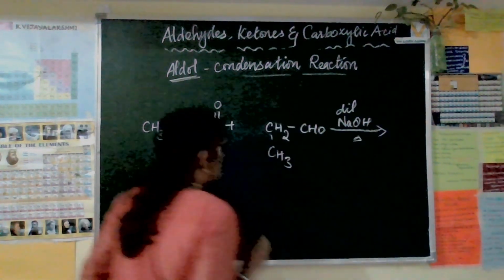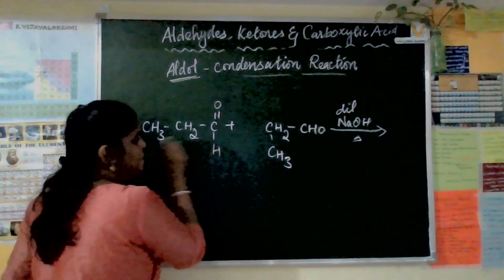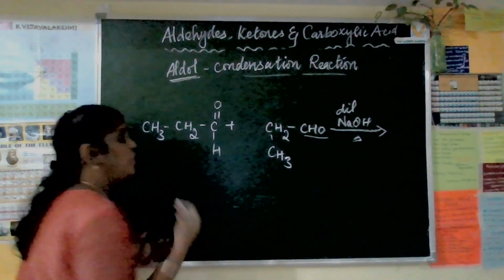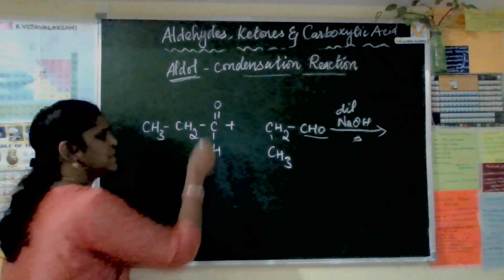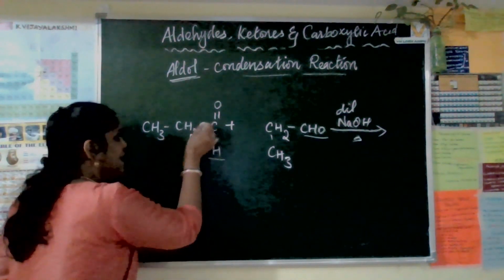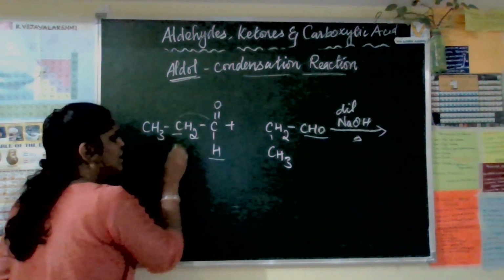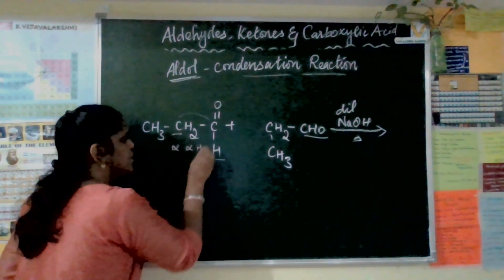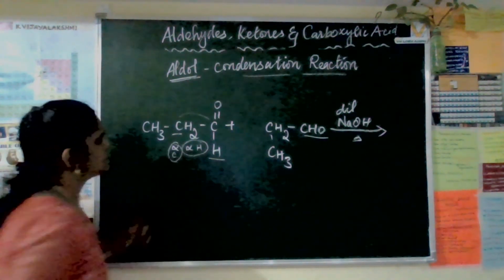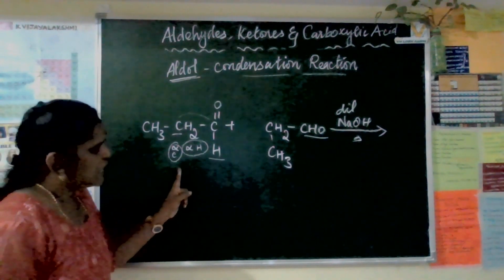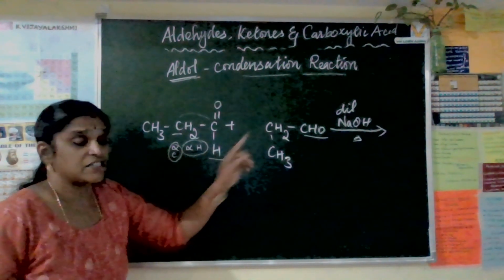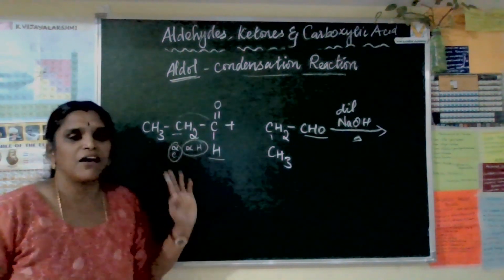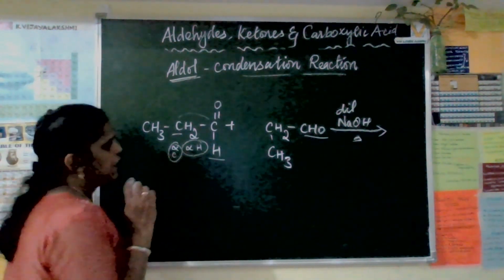Okay, while heating, what happened here? This is CHO, here also CHO. Now, which is the alpha carbon, which is the alpha hydrogen? This is the functional group, so the next carbon is the alpha carbon, and this is the alpha hydrogen. This one also has alpha hydrogen. Whichever has alpha hydrogen is eligible for aldol condensation. Please remember. Okay, now next one.